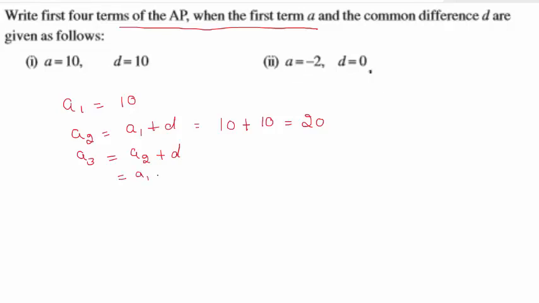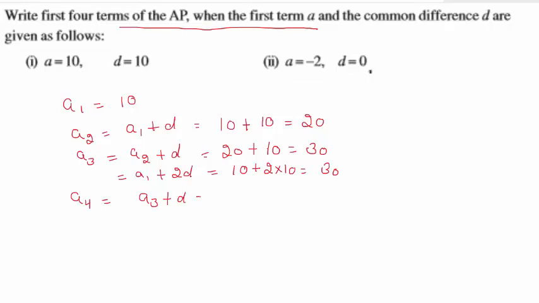And my third term will be A2 plus D, or we can say A1 plus 2D. By using A2 plus D, this will become 20 plus 10, that is 30. Or if we use A1 plus 2D, this will become 10 plus 2 into 10, this again becomes 30. And A4 will be A3 plus D. This is A3, that is 30, and D is 10. So this will become 40.